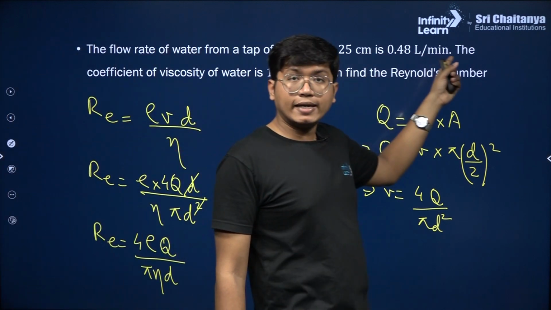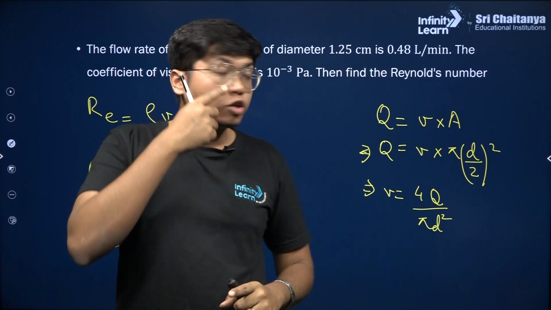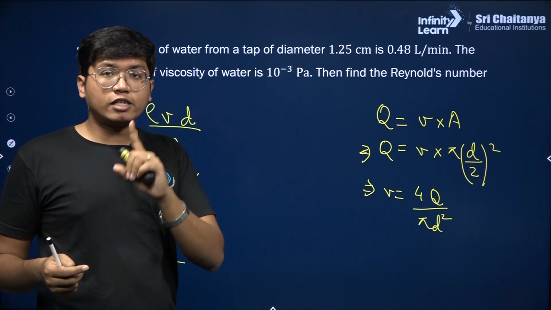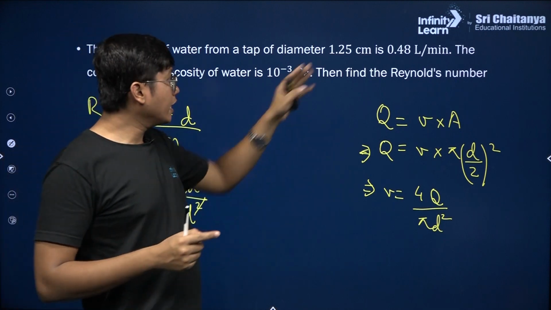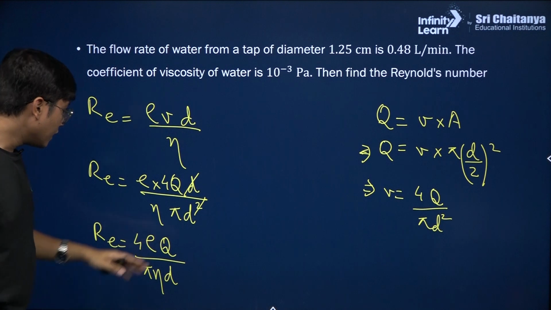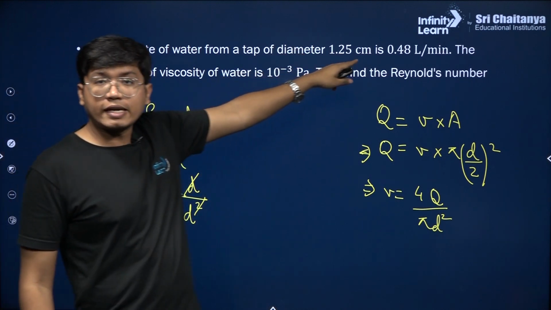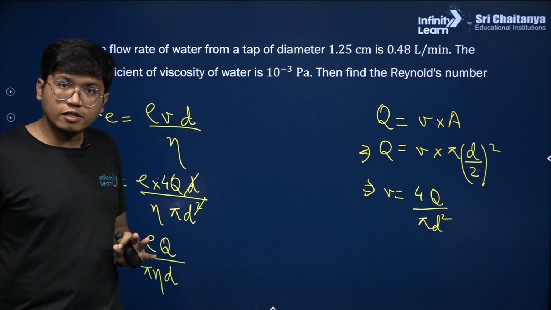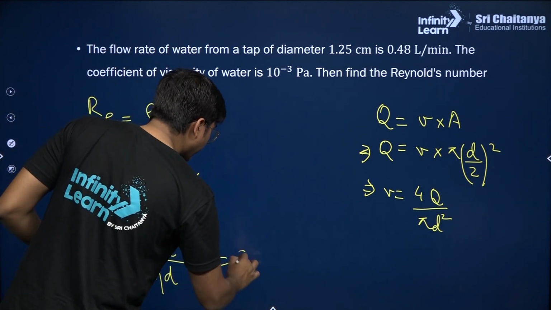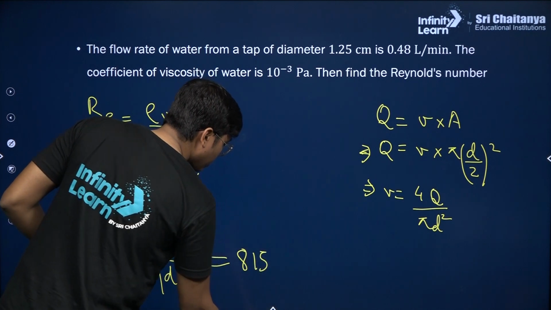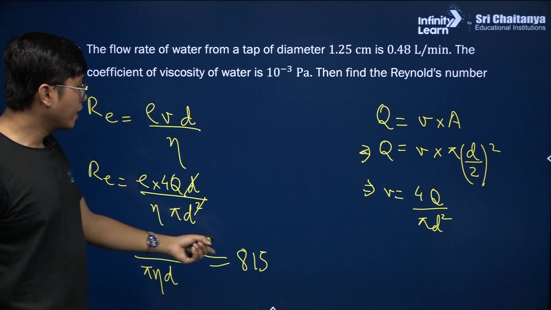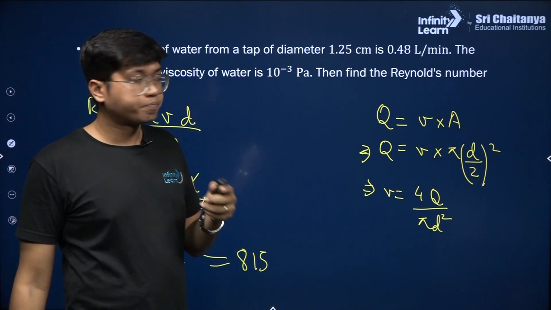Now everything we know: the density is 1000 kg per meter cube, flow rate is given as 0.48 liters per minute. So convert this to meter cube per second, right? Remember 1000 liter is 1 meter cube. So convert accordingly, 1 minute is 60 seconds. Bring everything down to SI units, even the diameter is given in centimeters, so use it in meters over there. You calculate, you will get the Re value as 815. I'll refer to my sheet here, teacher privilege, 815. So the first answer would be 815, the Reynolds number.